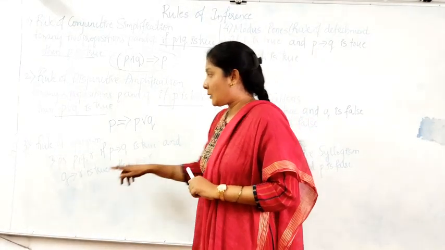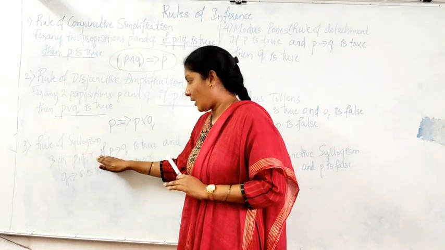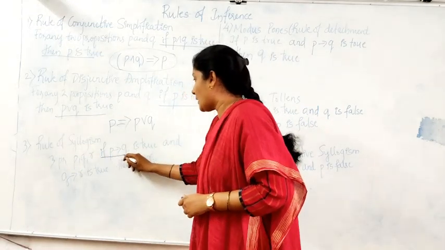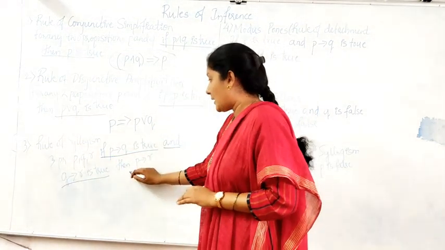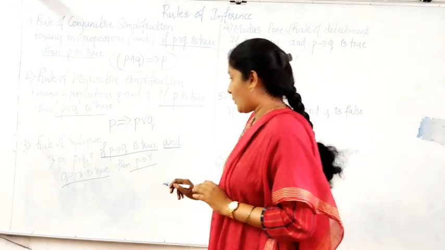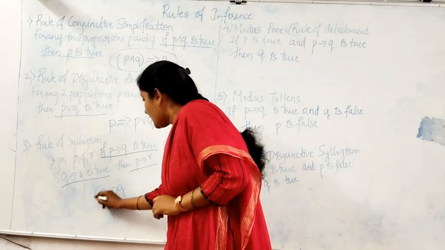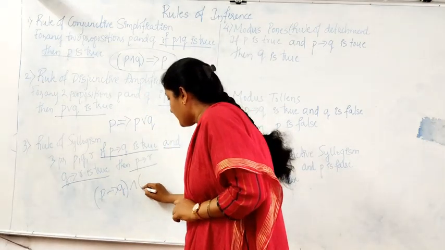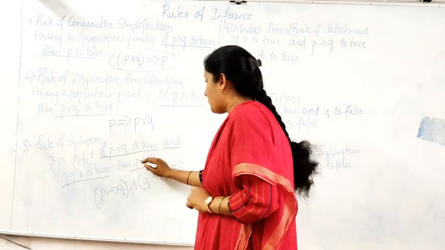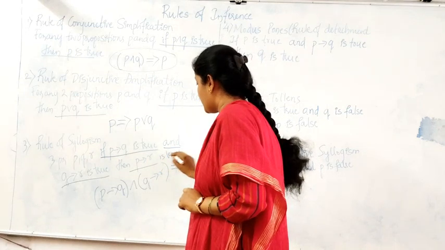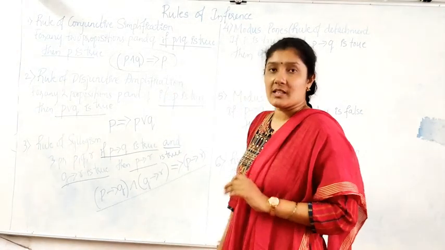Now the third rule is rule of syllogism. Here for any three propositions P, Q, R, if P conditional Q is true and Q conditional R is true, then it is P conditional R. So see here, if P conditional Q is true and Q conditional R is true, then that implies that P conditional R is true. So this is the rule of syllogism.